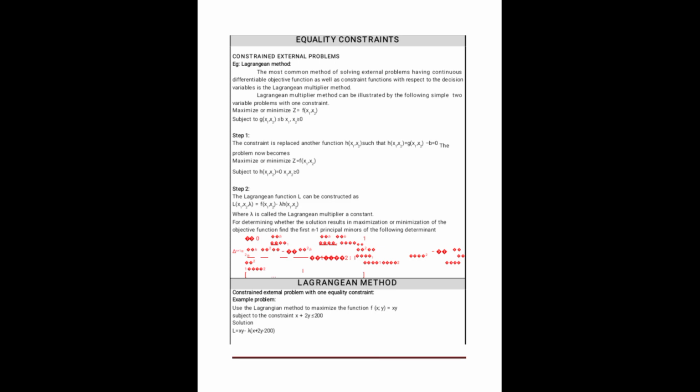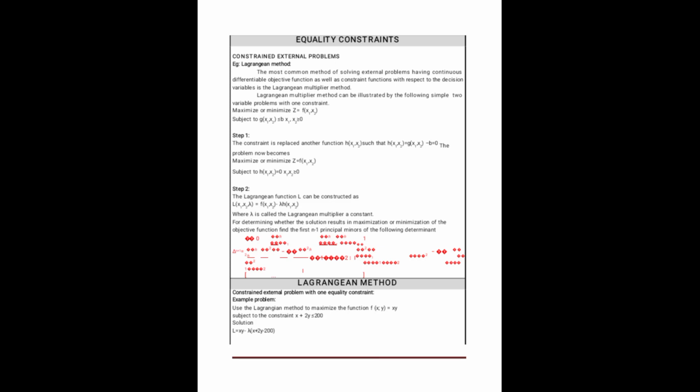Step 2, the Lagrangian function L can be constructed as L of x1 comma x2 comma lambda is equal to f of x1 comma x2 minus lambda into h of x1 comma x2, where lambda is called the Lagrangian multiplier, a constant. The Lagrangian method, constrained extremal problem with one inequality constraint.